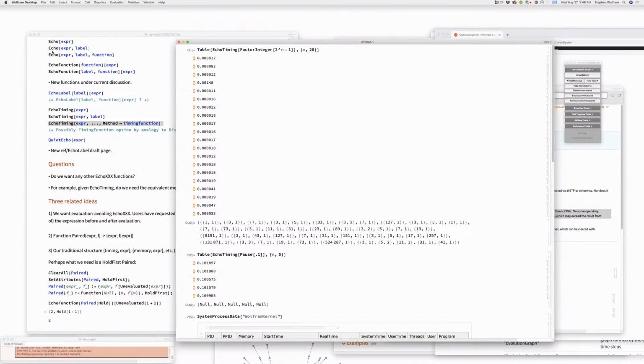So the question here is whether to have some more general mechanism of allowing users to intercept the expression before evaluation, and then provide a function that can do arbitrary things, and as long as it provides a pair result, comma, information, we can print the information and return the result. So that's why I think it's connected to paired.